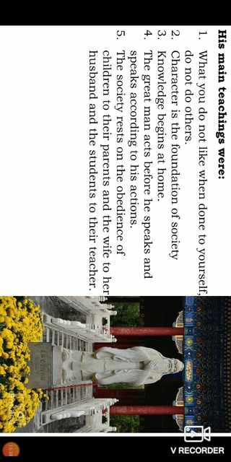So society must rest on the obedience of children to their parents, wife to her husband, and students to their teachers. This is the three obedience ladder. Children should be obedient to their parents, the wife should be obedient to her husband, and students to their teachers.